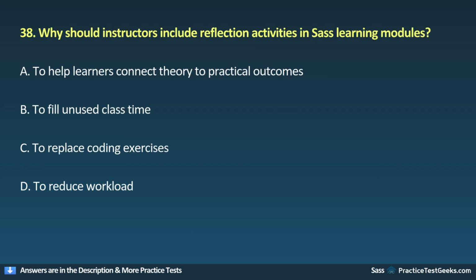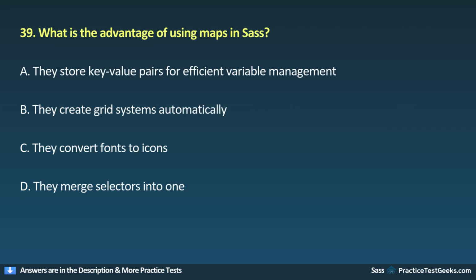38. Why should instructors include reflection activities in SASS learning modules? A. To help learners connect theory to practical outcomes. B. To fill unused class time. C. To replace coding exercises. D. To reduce workload.